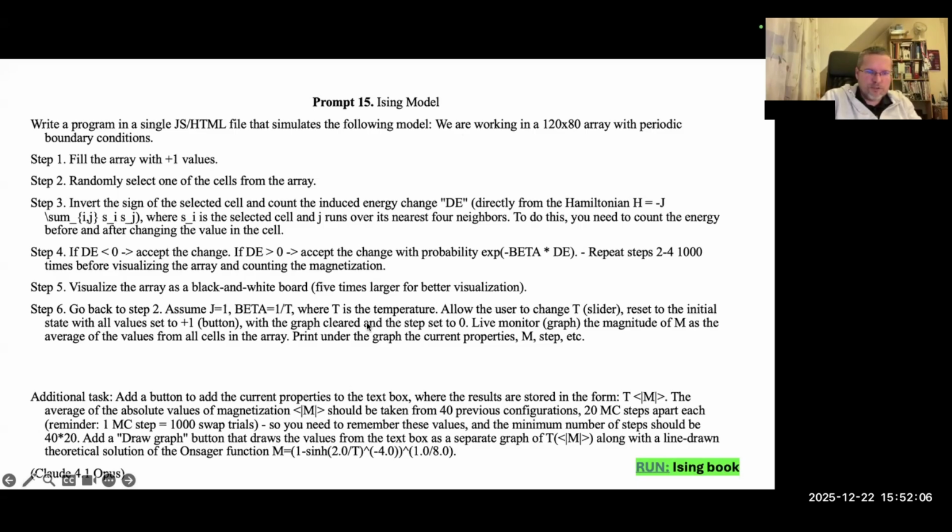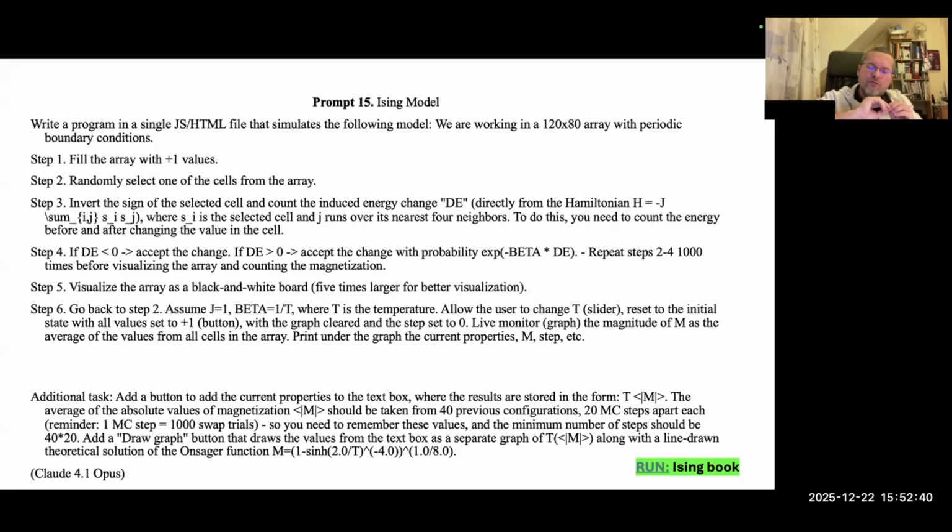I will not go into details. There is some additional task. Add a button, and this is interesting because from the research perspective, one has to basically be able to do statistics. This is similar to what I did in Tortuosity. Add a button that adds current properties to the text box where the results are stored in the form, blah, blah, blah. And then at the end, I add a draw graph button that draws the values from the text box in a separate graph along with the line drawn of the theoretical solution, the Onsager function.